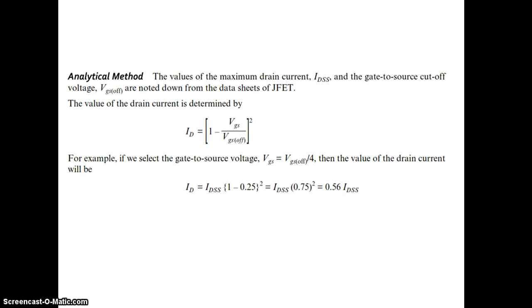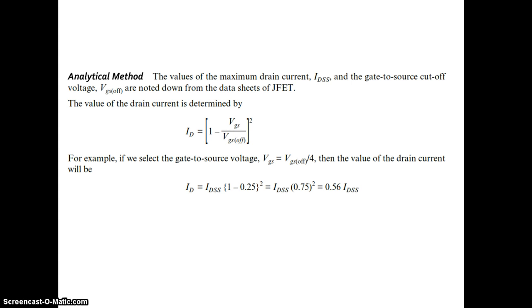For example, if we select the gate to source voltage VGS equal to VGS off by 4, then the value of drain current will be ID equal to IDSS into 1 minus VGS off by 4, which is 0.25, the whole square, which is given by 0.56 times IDSS.